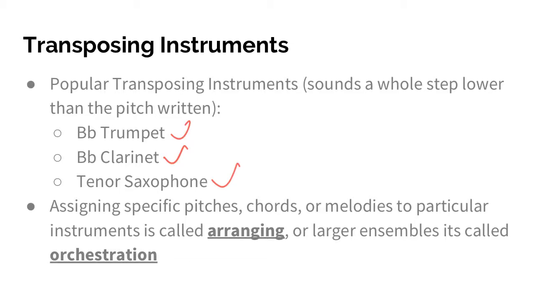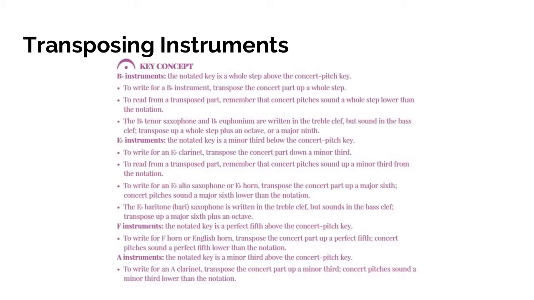Assigning specific pitches, chords, or melody to particular instruments is called arranging, which we will be doing as a project at the end of the year. For larger ensembles, it is called orchestration. So orchestration is arranging for a bigger number of people. So these are the key concepts to transposing instruments.